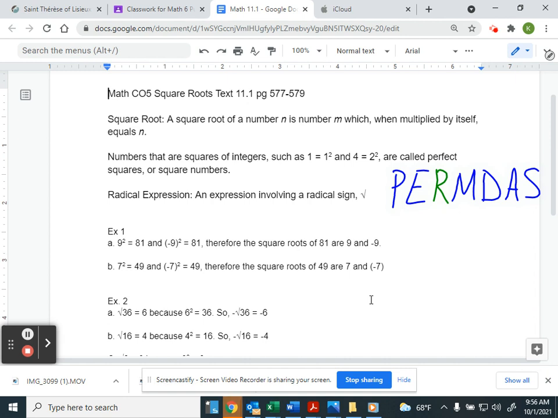So we have parentheses is the first thing you do in order of operations. Then we have exponents and radicals. There's that R. Then we have multiply, divide. Then we have add, subtract. So that R is for the radical, which means square root. So this little square root sign is called a radical. All right, so let's look at our examples.